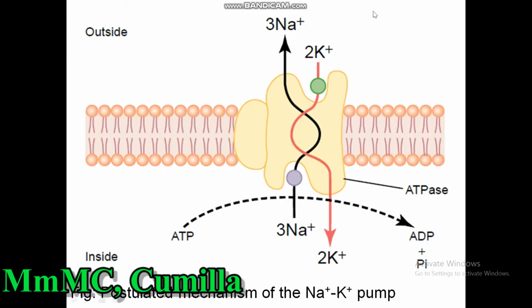As we see in the figure, this is the cell membrane, this is the outside of the cell, this is the inside of the cell, and this is the carrier protein, that is a globular protein, which has 2 portions, a larger portion and a smaller portion. What happens here? 3 sodium ions from inside go to the outside by binding with the carrier protein, and at the same time 2 potassium ions from outside come into the inside of the cell with the help of the ATP.